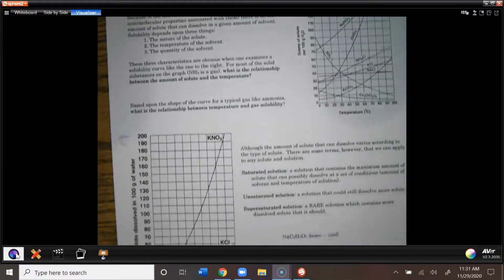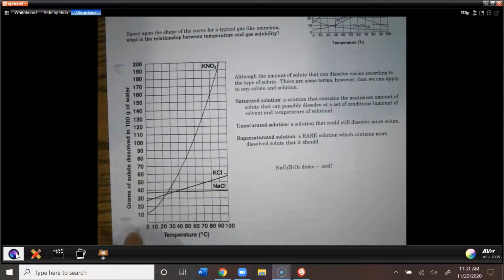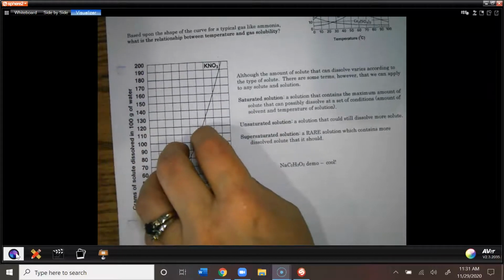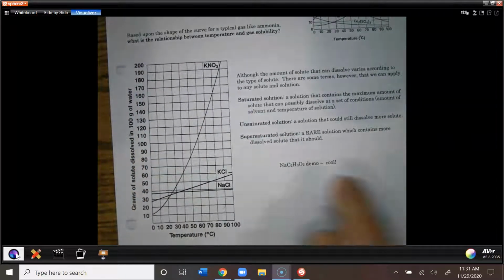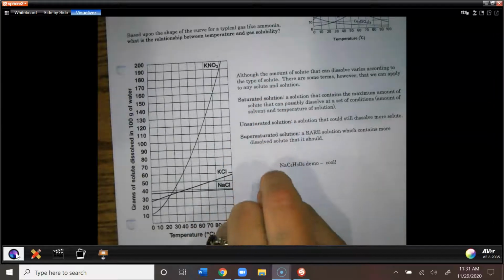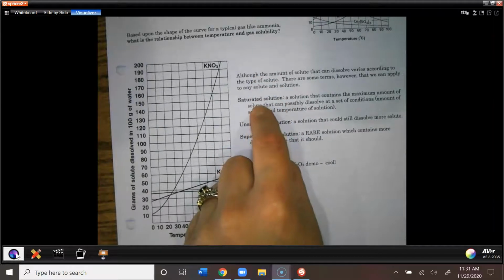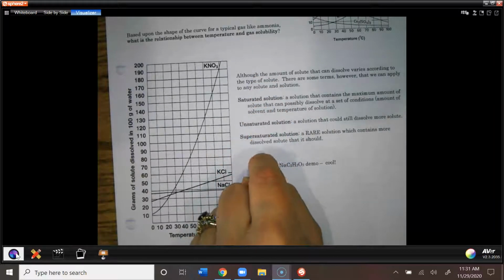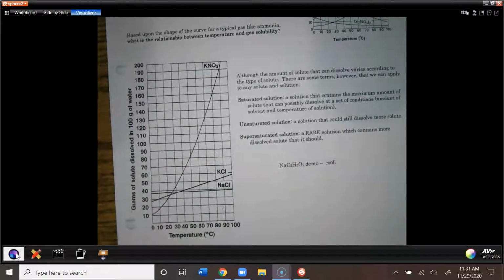What we're going to do now is we're going to look at a different graph. I'm going to ask you to label this graph with a couple of things. Notice some of the terms. Like I said, we're going to do generic stuff. Generic terms are saturated, unsaturated, and supersaturated solutions. So that's what we're going to look at.